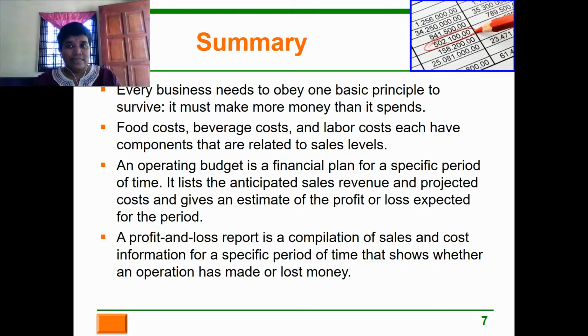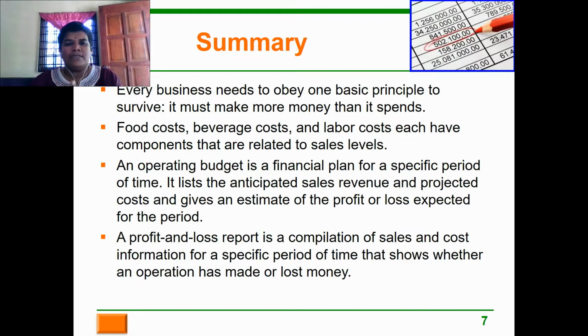So, summary for this section: every business needs to obey one basic principle to survive. It must make more money than it spends. That's all. Simple principle. More money than your spending part. Food costs, beverage costs, and labor costs each have components that are related to sales levels.